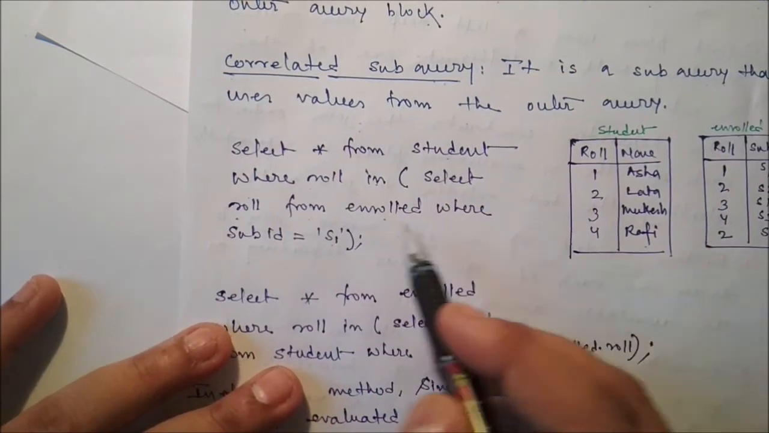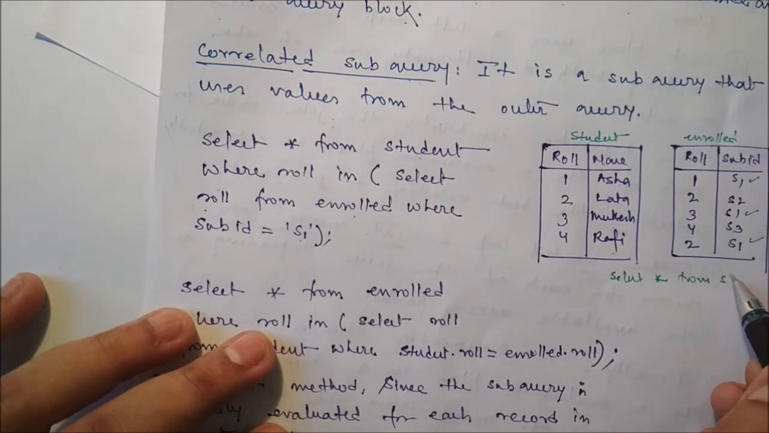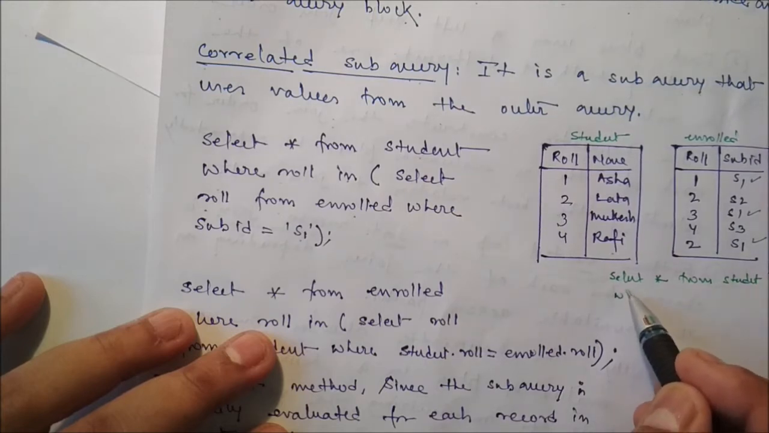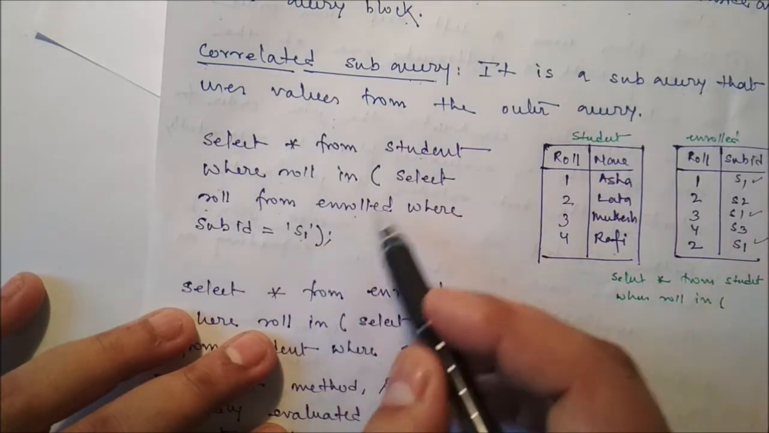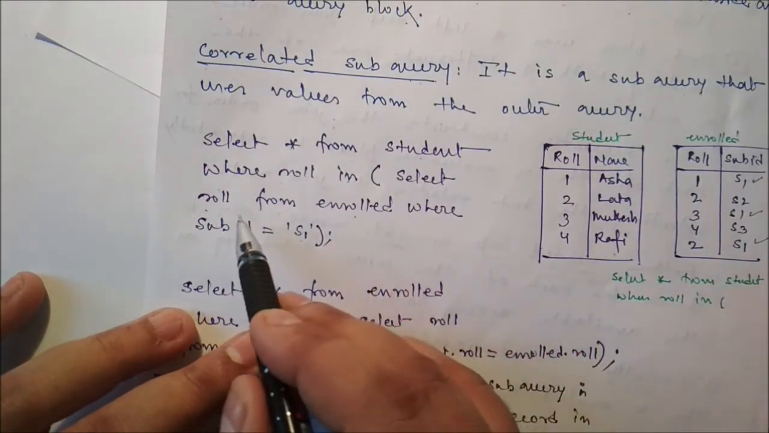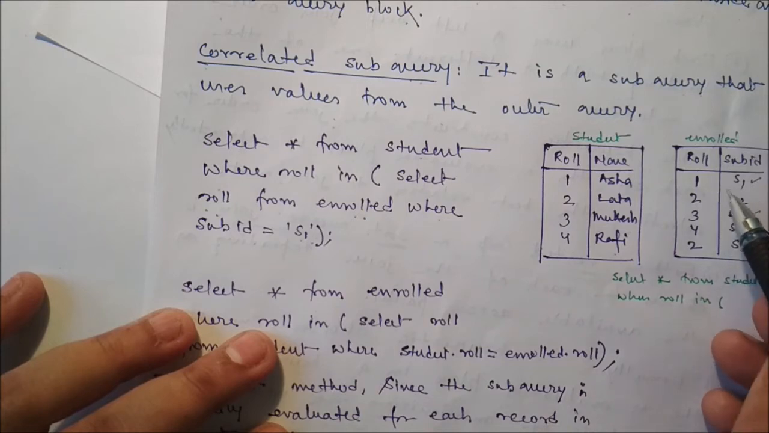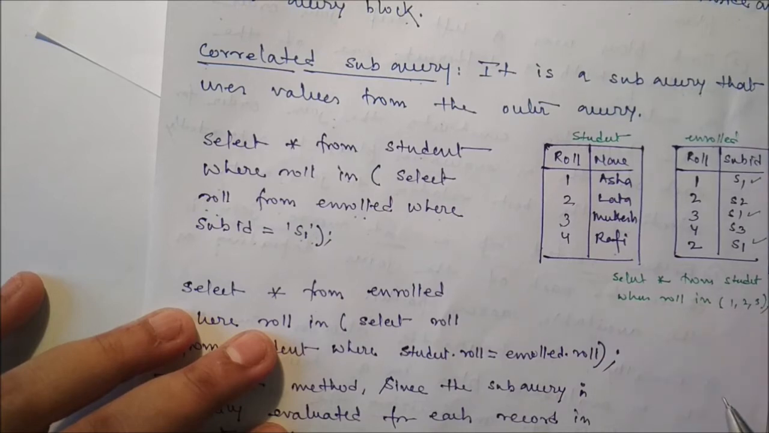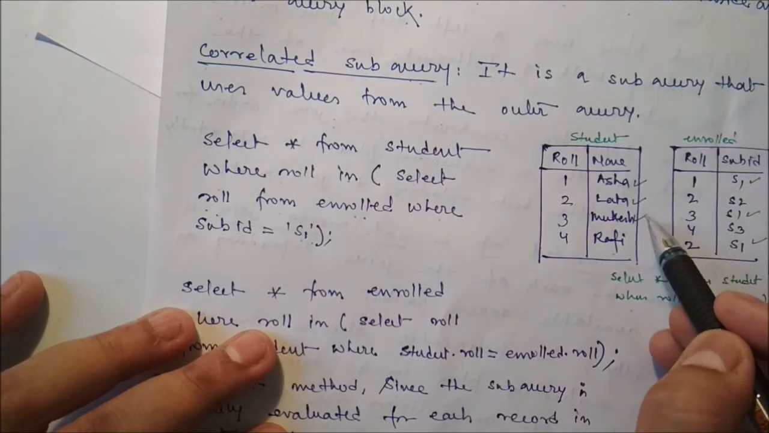So this particular query, we can write this way: select asterisk from student where roll number in the output of this query, select roll number from enrolled where subject ID is S1. It will return the roll numbers 1, 3 and 2, so 1, 2 and 3. So select asterisk, meaning all, from student where roll number in 1, 2, 3. It will display 1 Asha, 2 Lata and 3 Mukesh.